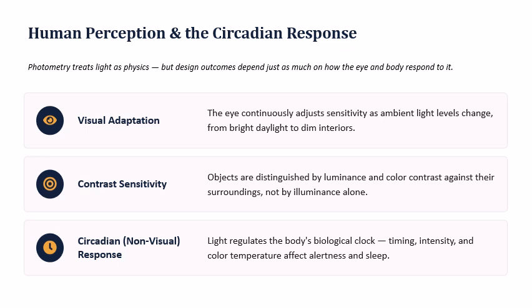Visual adaptation means the eye continuously adjusts sensitivity as the ambient light level changes from bright daylight to dim interiors. In terms of contrast sensitivity, objects are distinguished by luminance and color contrast against their surroundings, not by luminance alone. Then there is the non-visual response, that is the circadian response, how the human body reacts to light. Light regulates the body's biological clock; timing, intensity and color temperature affect alertness and sleep.